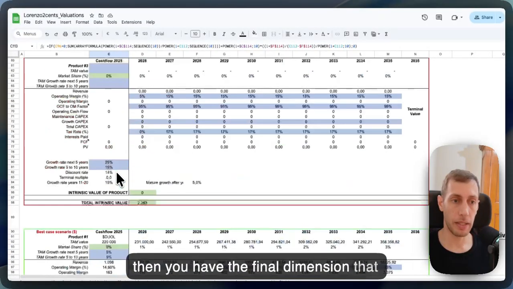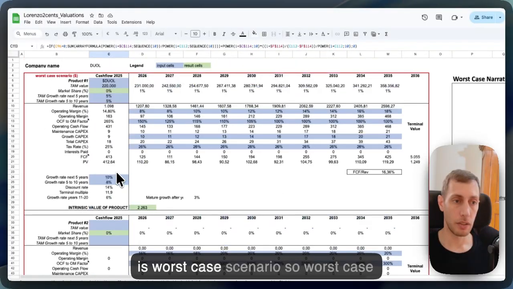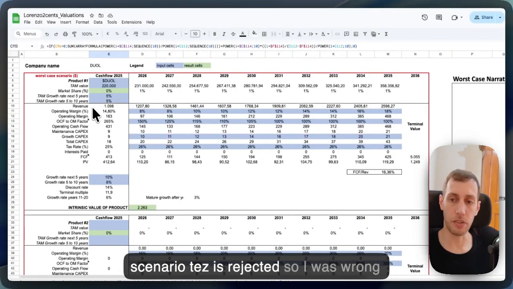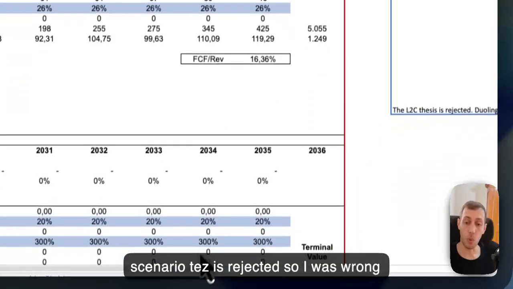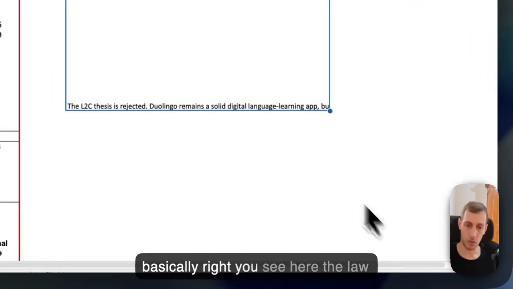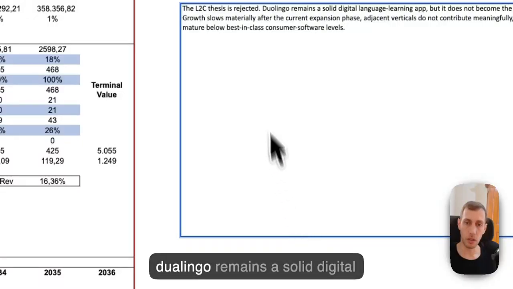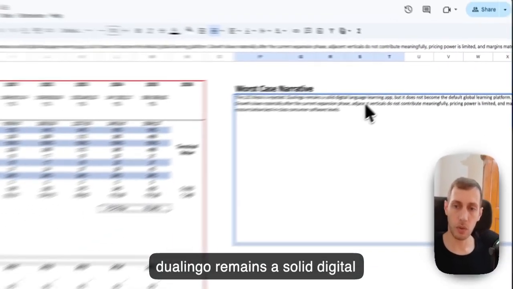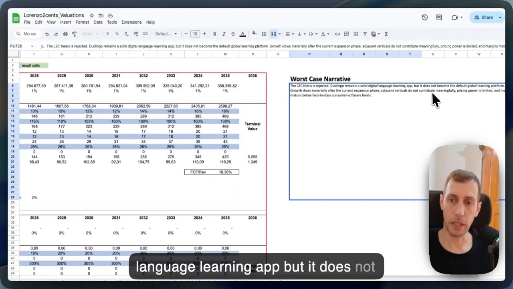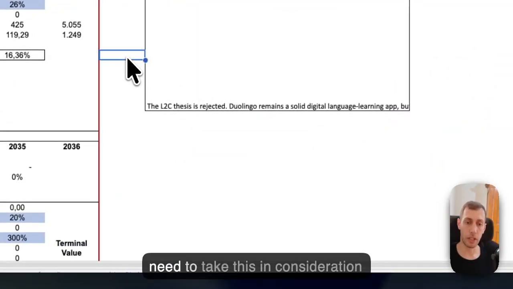that's good. And then you have the final dimension that is worst case scenario. So worst case scenario, thesis is rejected. So I was wrong, basically, right? You see here, the Lorenzo to Sense thesis is rejected. Duolingo remains a solid digital language learning hub, but it does not become the default global learning platform, and so on. So you need to take this in consideration.